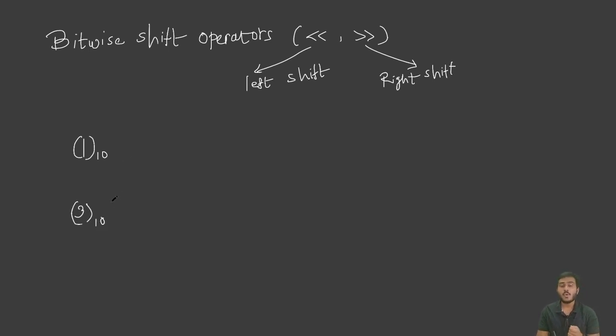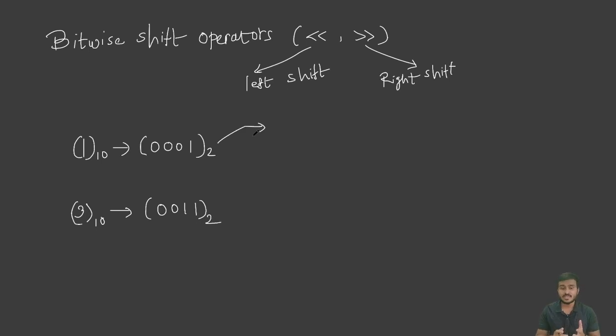Now we'll quickly find their binary equivalents. The binary equivalent of 1 is 0 0 0 1. I am writing the binary equivalent in 4-bit binary format. Similarly, let's write the binary equivalent for 3 in 4-bit binary format. It is going to be 0 0 1 1. So this is the binary equivalent for 3.